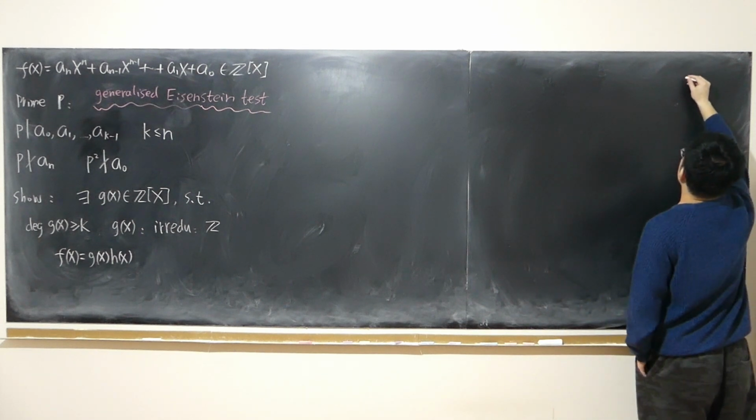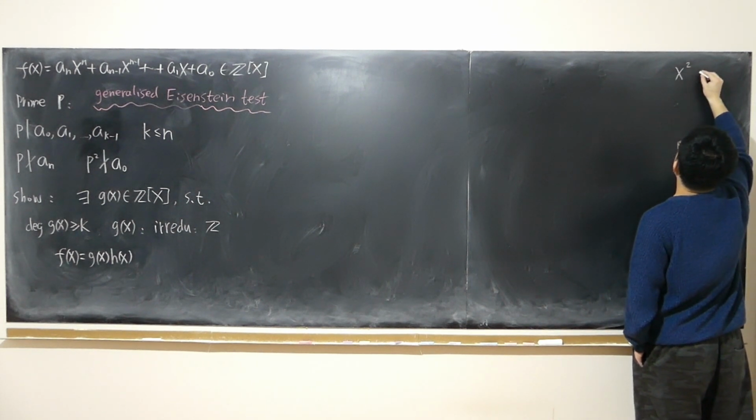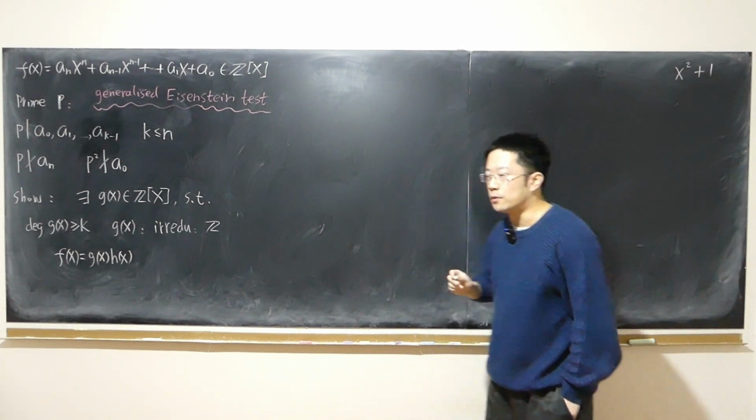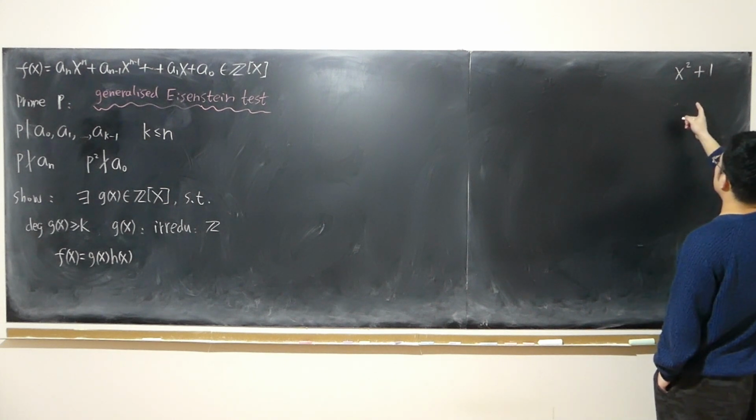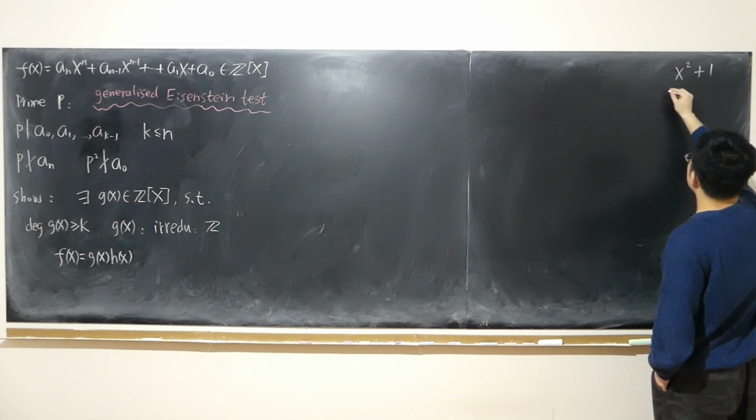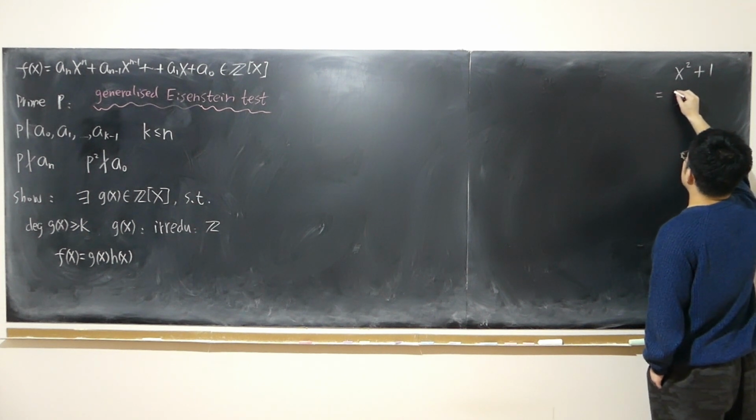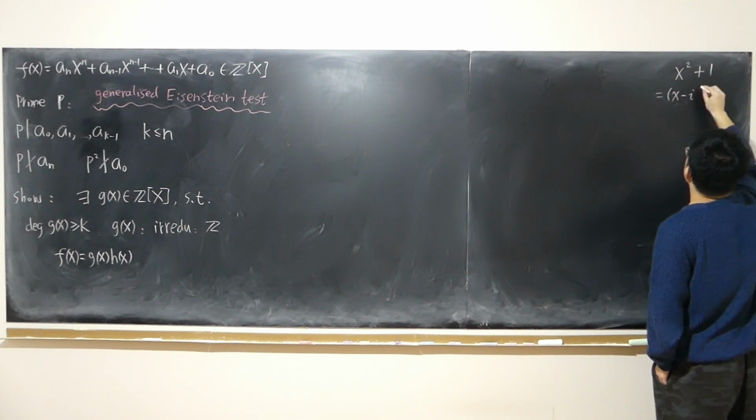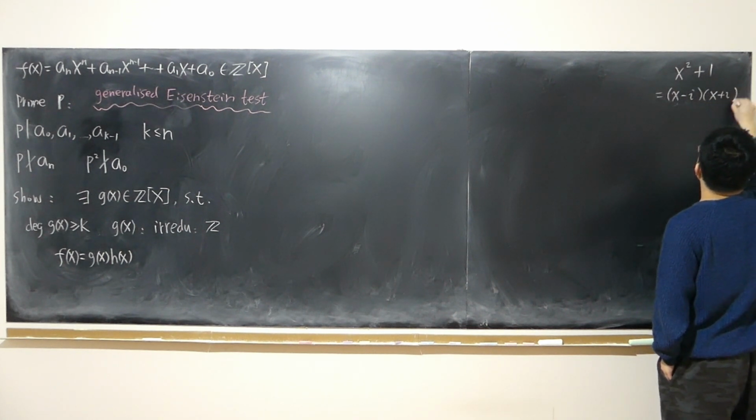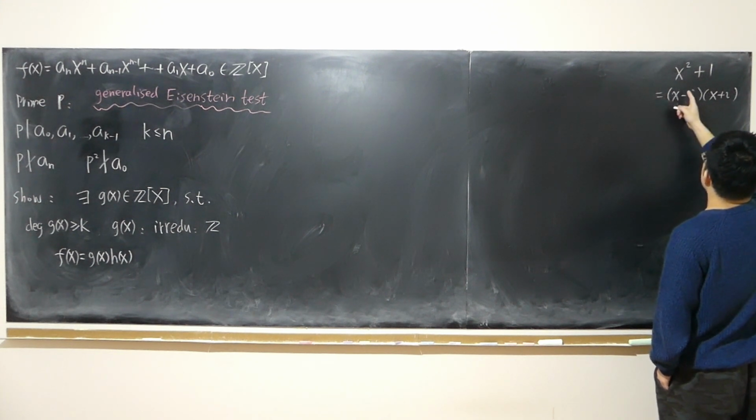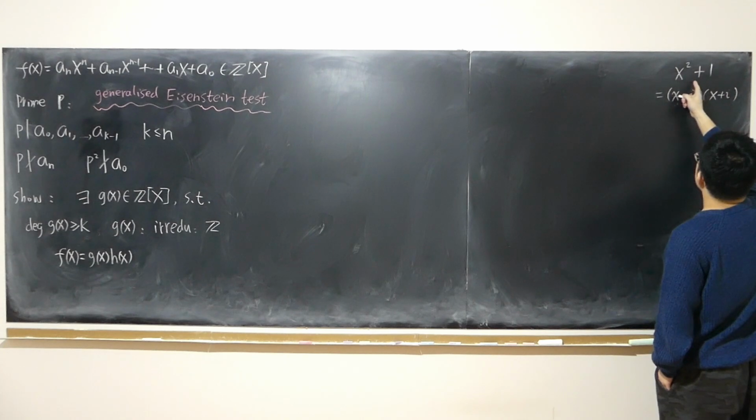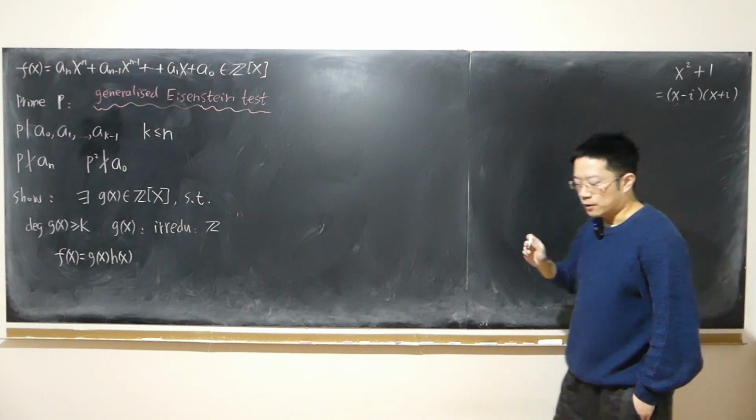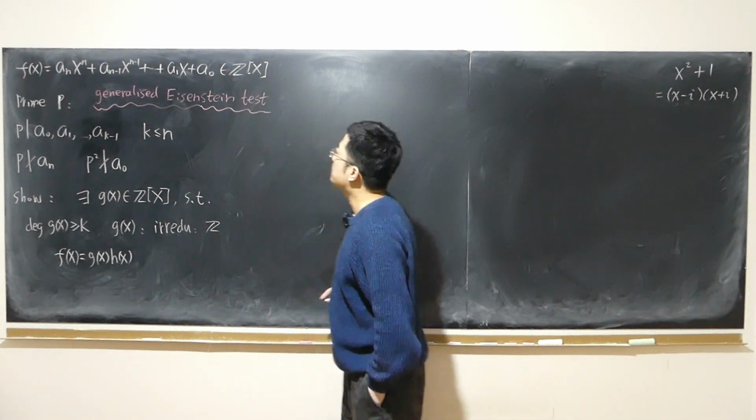Regarding reducibility, for example, the polynomial x squared plus 1 is obviously irreducible over real numbers, but it is reducible over complex numbers. The reason is that it is equal to x minus i times x plus i. This polynomial has real number coefficients, but somehow here I have complex number coefficients. So that's why I must specify which number system we're talking about.